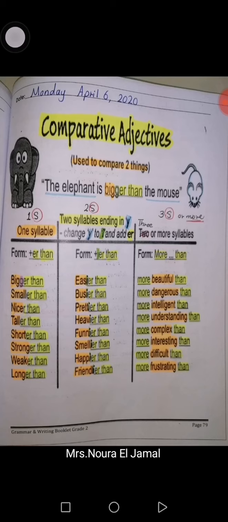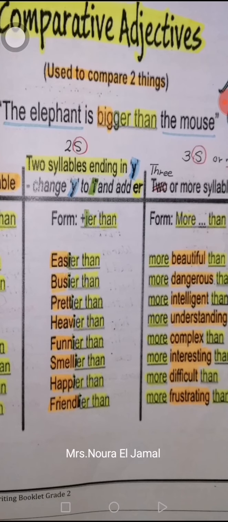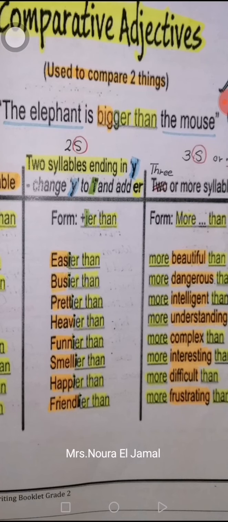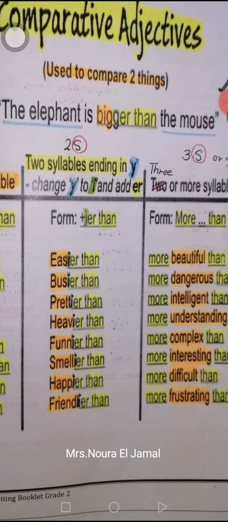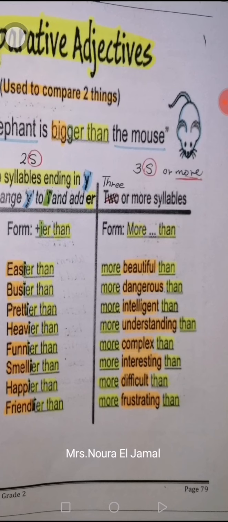Two syllables ending in y. Change y to I, then add er. Like easy, we will remove letter y and write I, then er, and then than. It will be easier than. Busy, busier than. Pretty, prettier than. Heavy, heavier than. Funny, funnier than. Smelly, smellier than. Happy, happier than. Friendly, friendlier than.